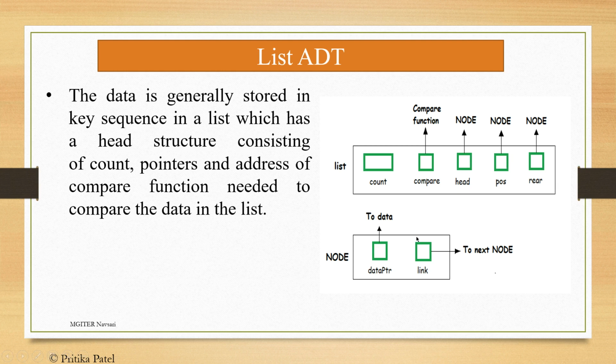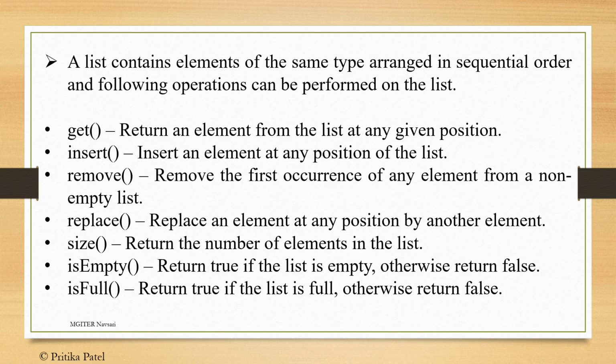And in conceptual view, the list has a number of nodes which have two parts, that is data and link part. The data part is used to store the data and the link part stores the address of the next node. So we can only see this conceptual view, so it is called list ADT.